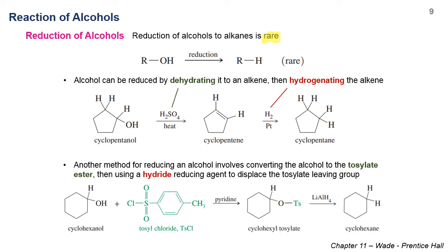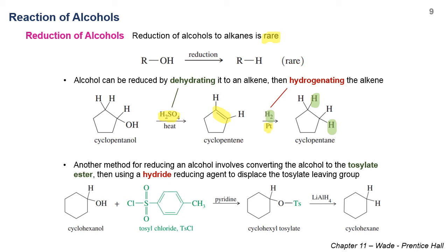For example, you can use acid and heat to eliminate water to form an alkene, and from here you can use hydrogenating agents like hydrogen gas with platinum catalyst to introduce the hydrogens from alkenes to alkane.